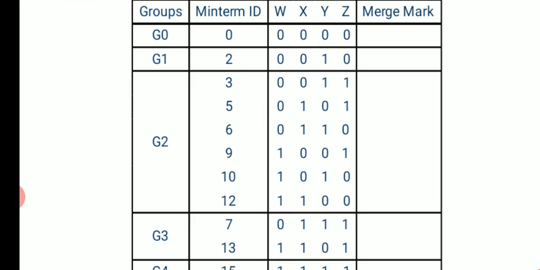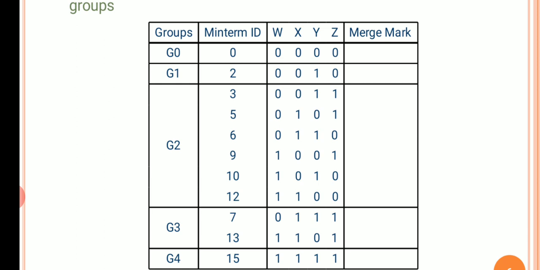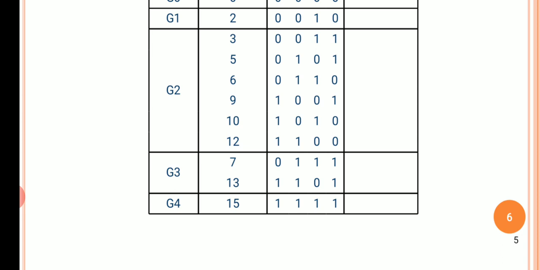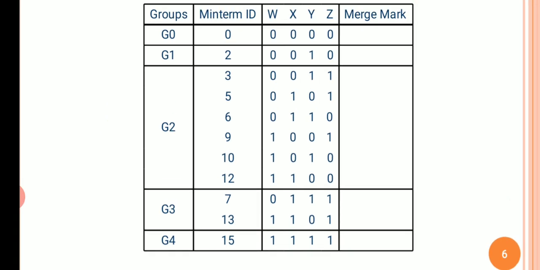Okay, so up to this it is okay. In the next step you have to prepare the same type of table, but what you will do now, you have to compare all the nth group with the n plus 1th group. That means G0 will be compared with G1, G1 will be compared with G2, G2 will be compared with G3 and G3 will be compared with G4. Remember that G0 cannot be compared with G2 or G1 cannot be compared with G3. We have to compare only the successive groups.